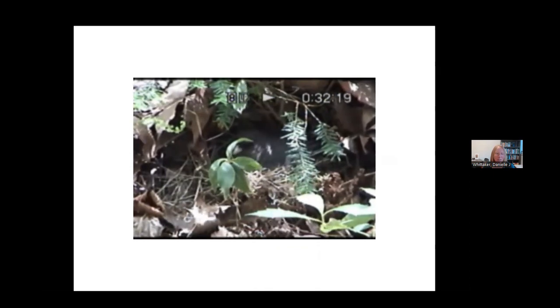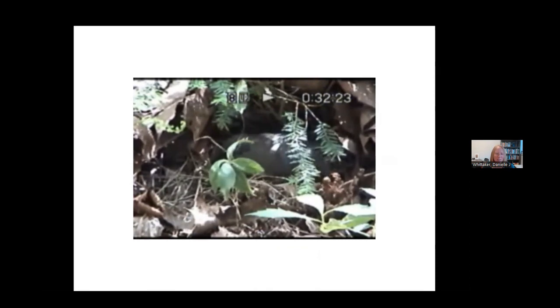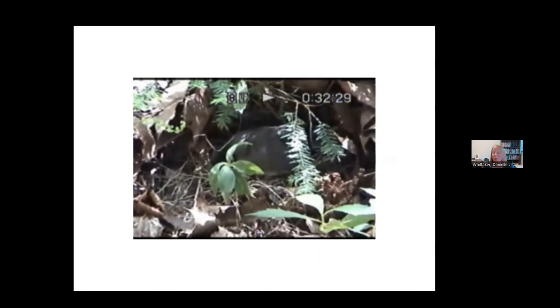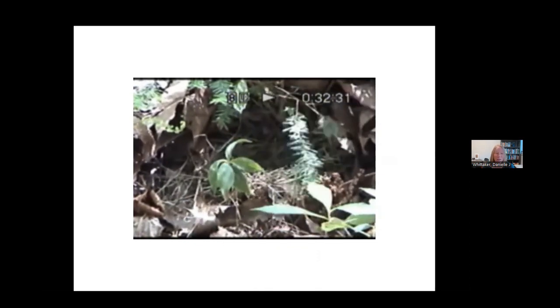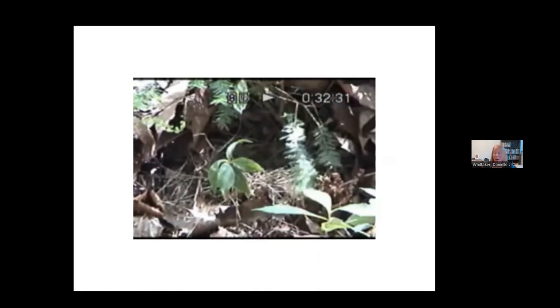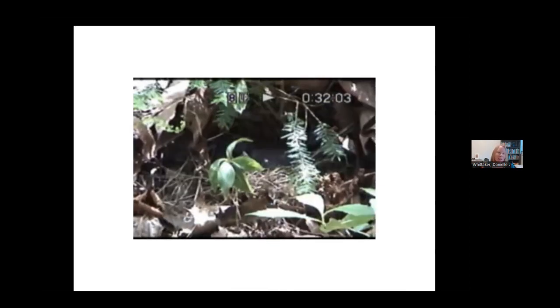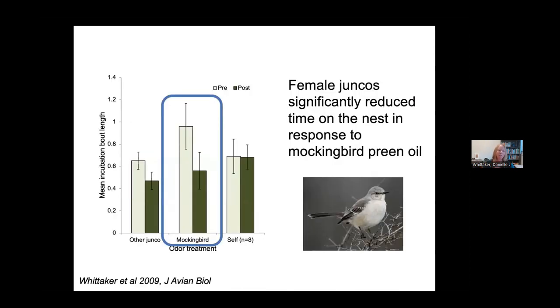She gets up and she picks up some nesting material from the places where I've applied preen oil, and then she takes it away from the nest. So this particular bird, when I went back and looked at what I had put on her nest, it was mockingbird preen oil. Now, if she had been the only one who had done anything, that really wouldn't tell us much. That would be a single instance. But when I compared the data from the whole study, I found a significant result here.